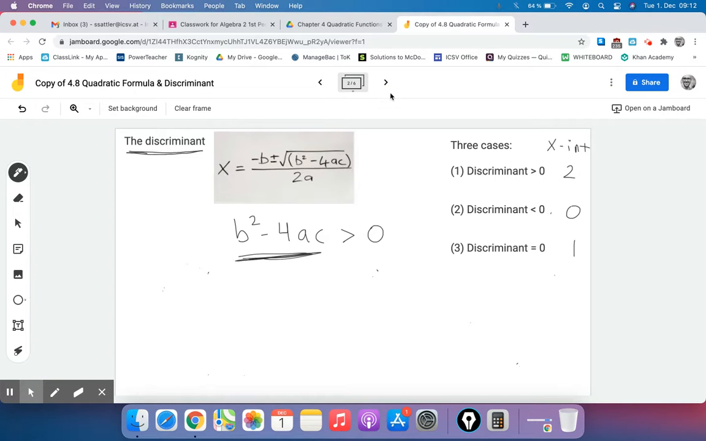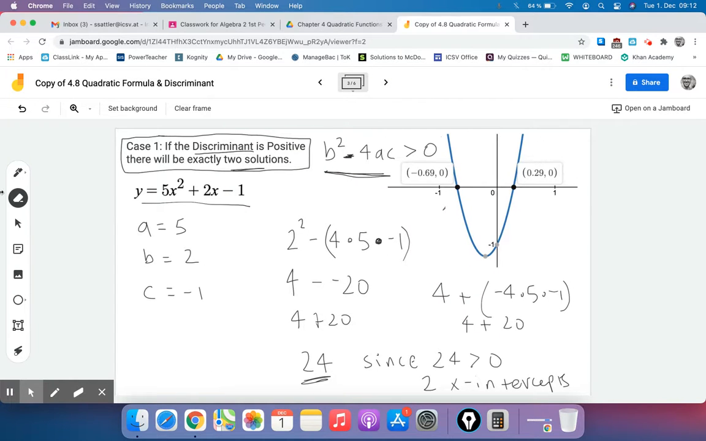Okay, so we'll go through the first case where the discriminant is positive, which is what we did on the first problem. So here, b squared minus 4ac, a is 5, b is 2, c is -1. And so I plug in to just the discriminant part. So b squared is 2 squared, and then minus 4 times a is 5, and c is -1. And we get this same 4 minus -20, which is positive 24. And since 24 is greater than 0, that's why we have these 2 x-intercepts.